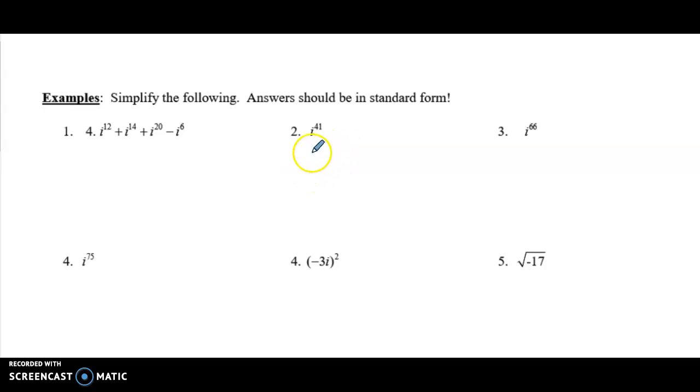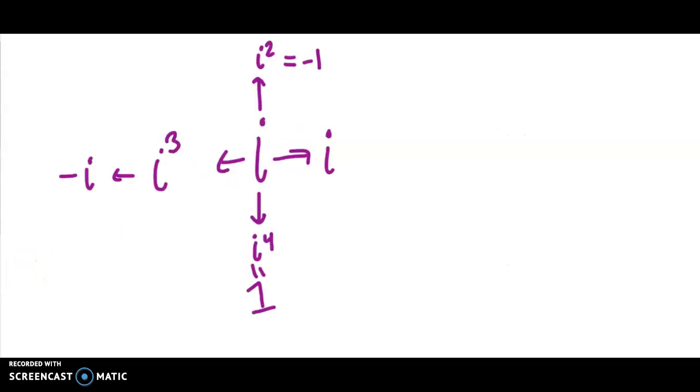Okay, so I'm going to do 1 or 2 of these, and then I kind of want you to try some on your own. So let's take a look at number 2 first, okay? So this says i to the 41. Now, if you take a look right here, i to the fourth is the same thing as 1.